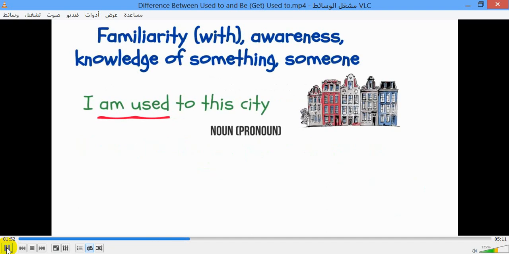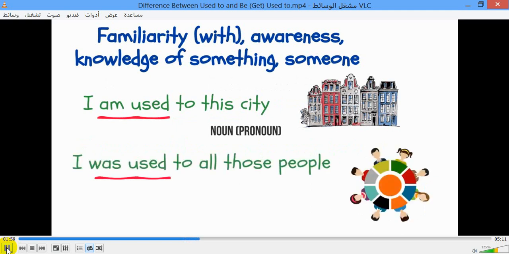When be used to is followed by a noun or a pronoun, it means that the subject is familiar with, aware of, or knows something or someone. Like in these examples, I'm used to this city means that I know this city well and I'm attached to it in some way. I was used to those people means that I knew those people and knew how to deal with them.